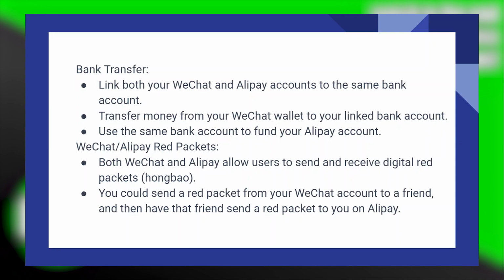Both WeChat and Alipay allow users to send and receive digital red packets, which is also known as hongbao. You could send a red packet from your WeChat account to a friend and then have that friend send a red packet to you on Alipay.